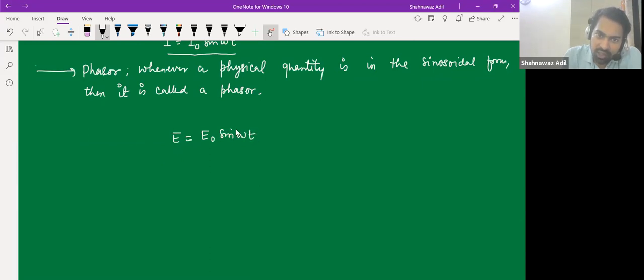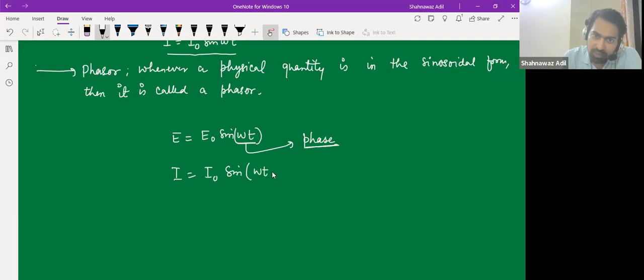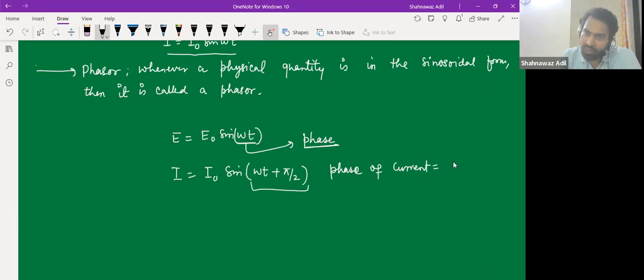So this thing is called the phase, right? And let's say you have a current which is flowing like I naught sine omega t plus pi by 2, right? So the phase of current is omega t plus pi by 2.